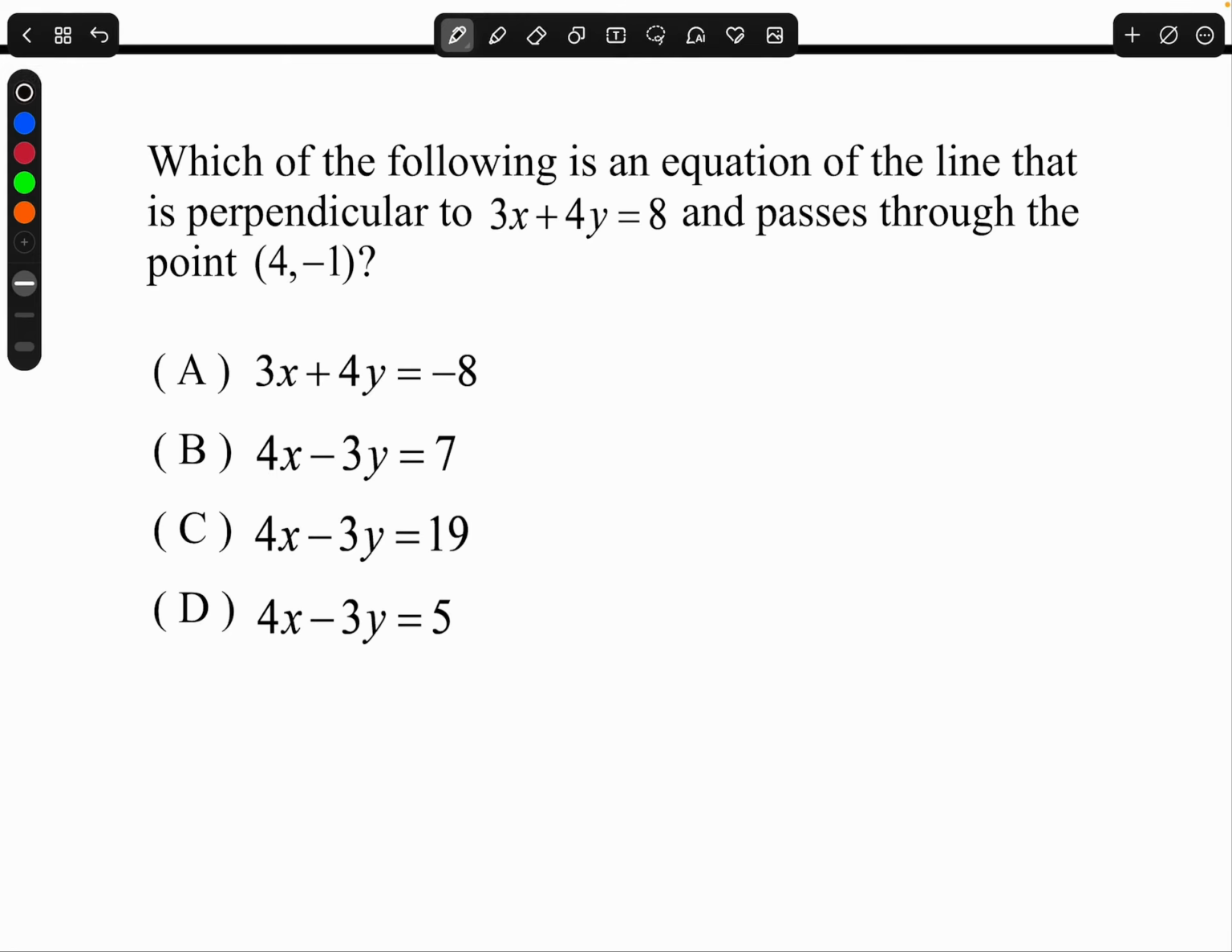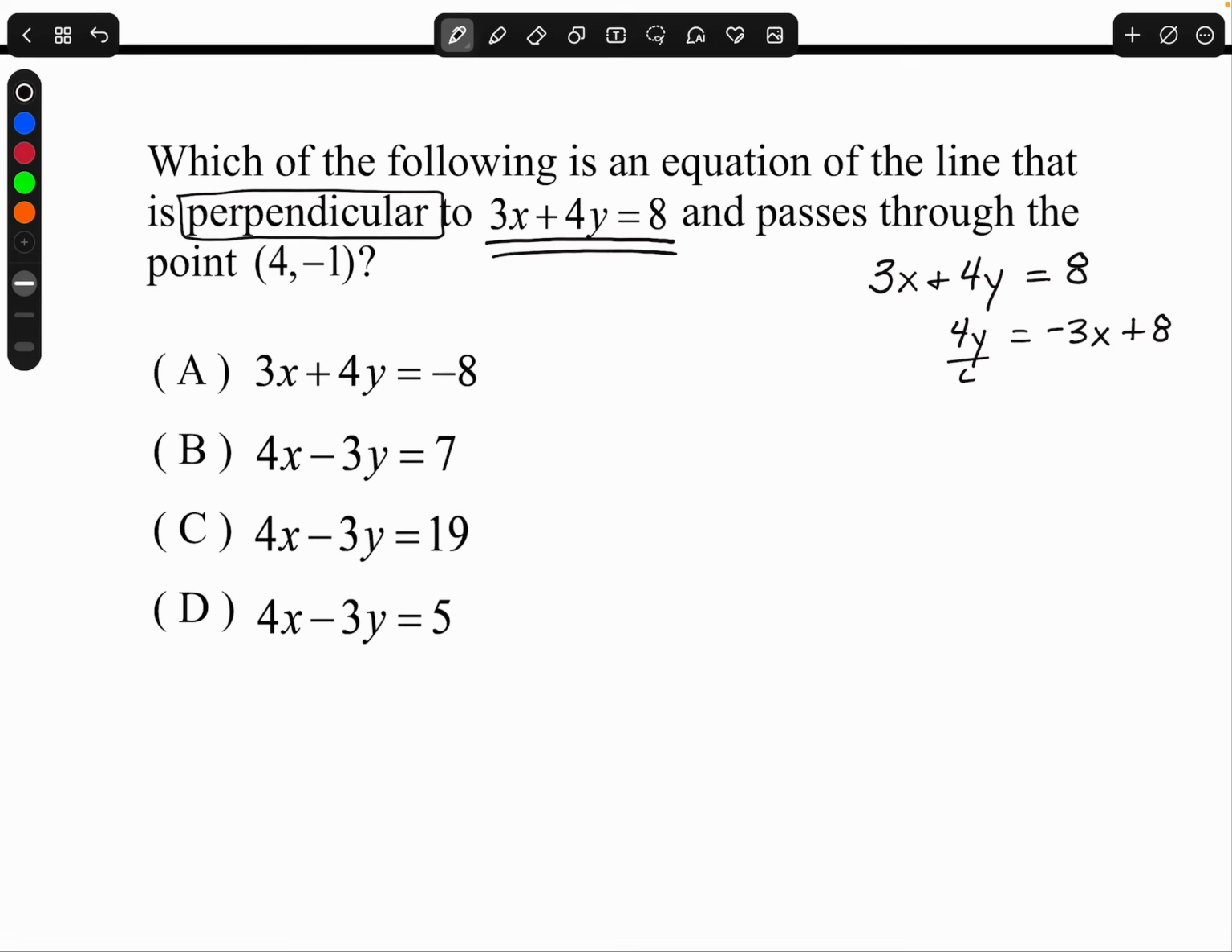All right, last one. It says, which of the following is an equation of the line that is perpendicular to 3x plus 4y equals 8 and passes through the point 4, negative 1? Okay, again, we need to figure out what our slope is going to be from this line. Remember, it's going to be perpendicular to this one. So probably the easiest way, if we don't know standard form very well, is we can just get it into slope-intercept form.